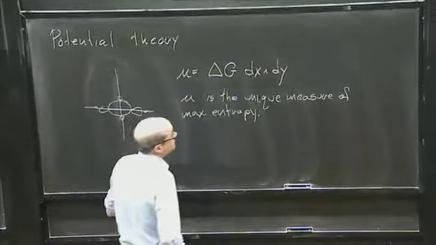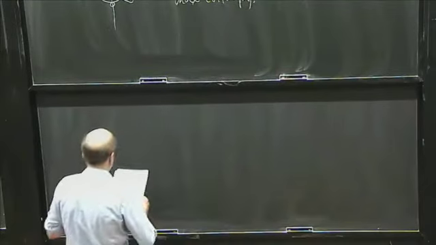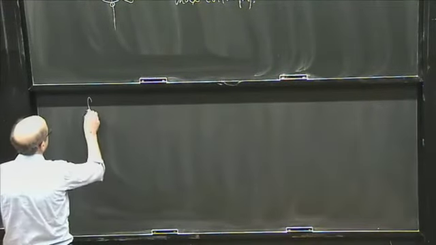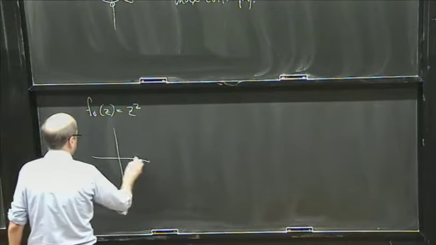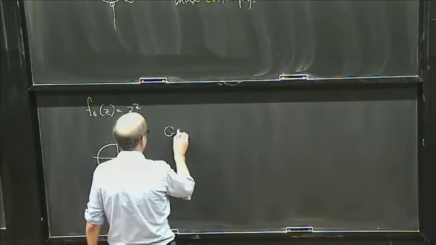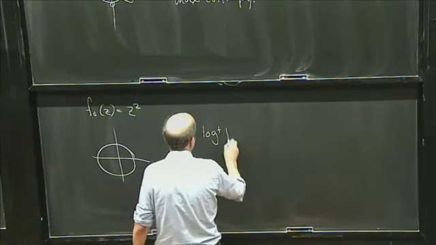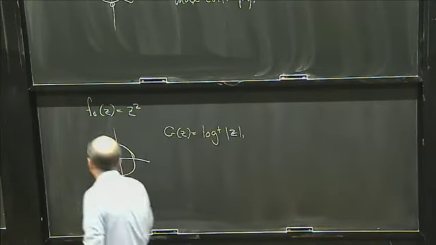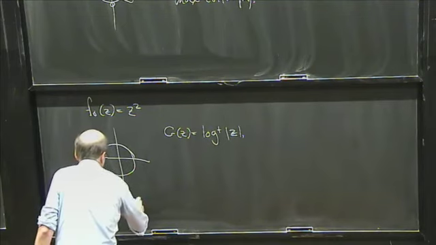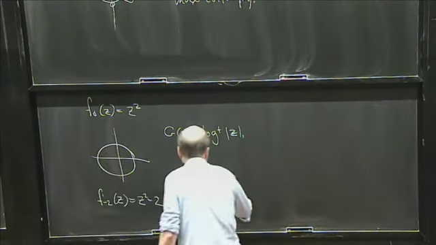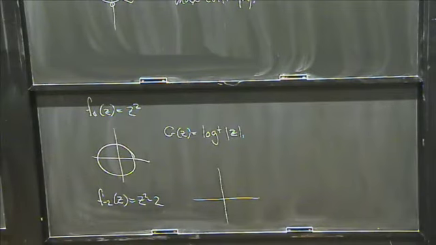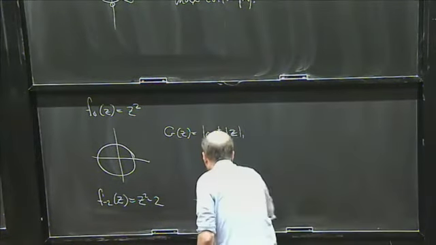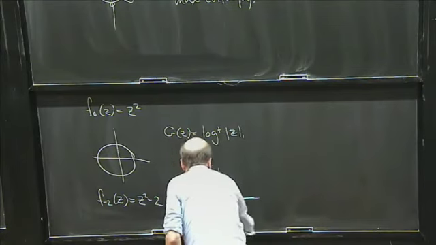Okay, so trivial examples here. If we look at f0 of z equals z squared, then our Julia set is just the circle, and g of z is equal to log plus of the absolute value of z. If we consider f sub minus 2 of z equals z squared minus 2, then our Julia set is the interval from minus 2 to 2.